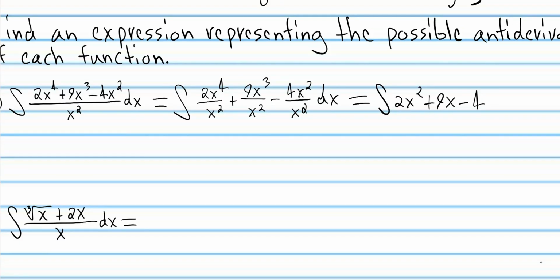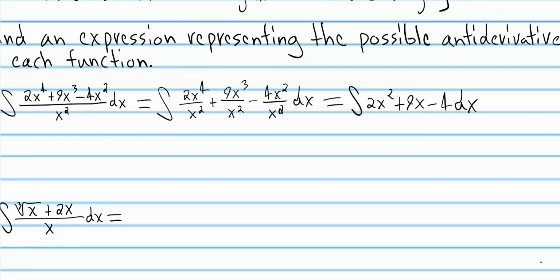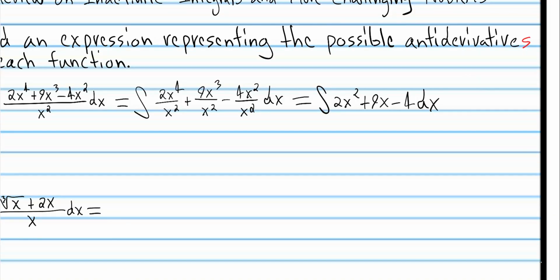Alright, so let's double check everything. Looks like everything is correct. We still need our dx there. I can't forget my dx. Remember, that's just ornamental. It's not multiplication. So now we can find the antiderivative. Looks like it's going to be 2/3 x to the third power plus 9 over 2 x to the second power minus 4x plus c.